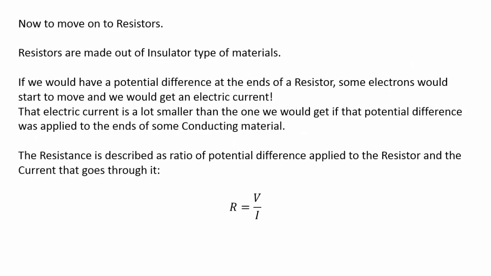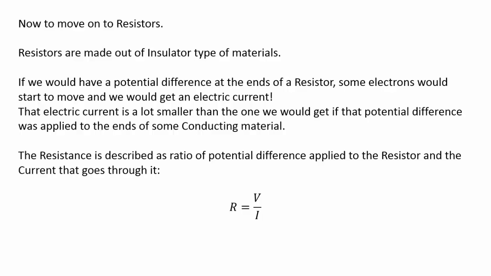Now to move on to resistors. Resistors are made out of insulator type of materials. If we would have a potential difference at the ends of a resistor, some electrons would start to move and we would get an electric current. That electric current is a lot smaller than the one we would get if that potential difference was applied to the ends of some conducting material.